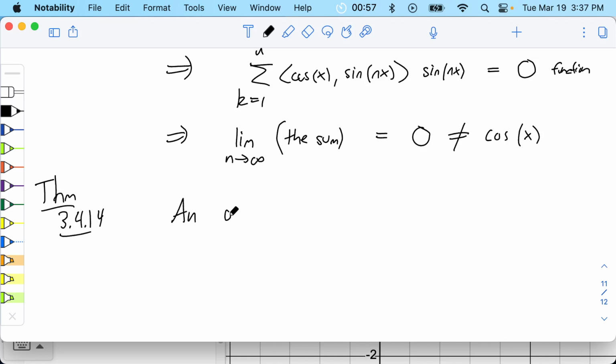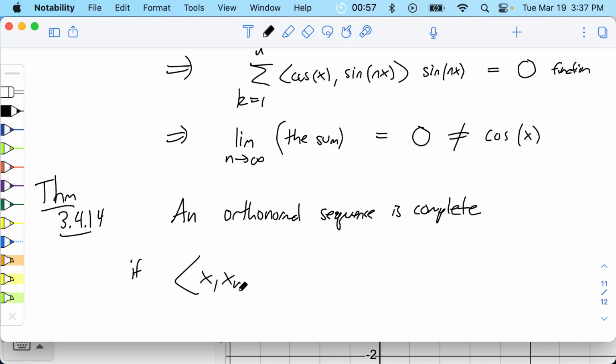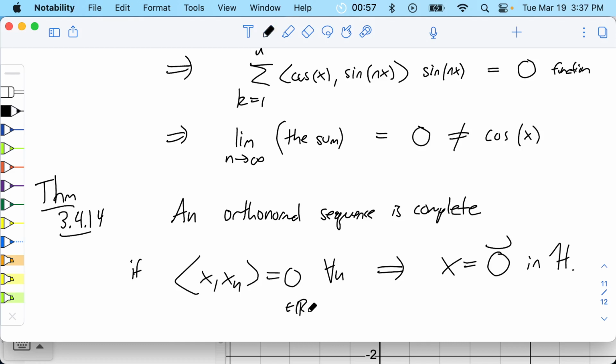An orthonormal sequence is complete if ⟨x, xn⟩ = 0 for all n implies x = 0. Let me write the 0 vector in H, so this is in R. So the only vector that is perpendicular to everything is the 0 vector. If that's true, then it's complete.